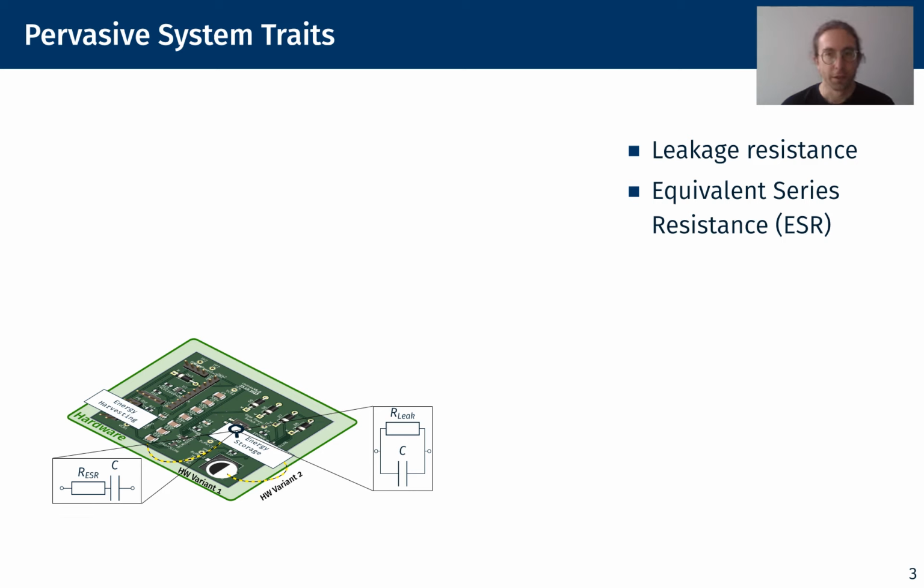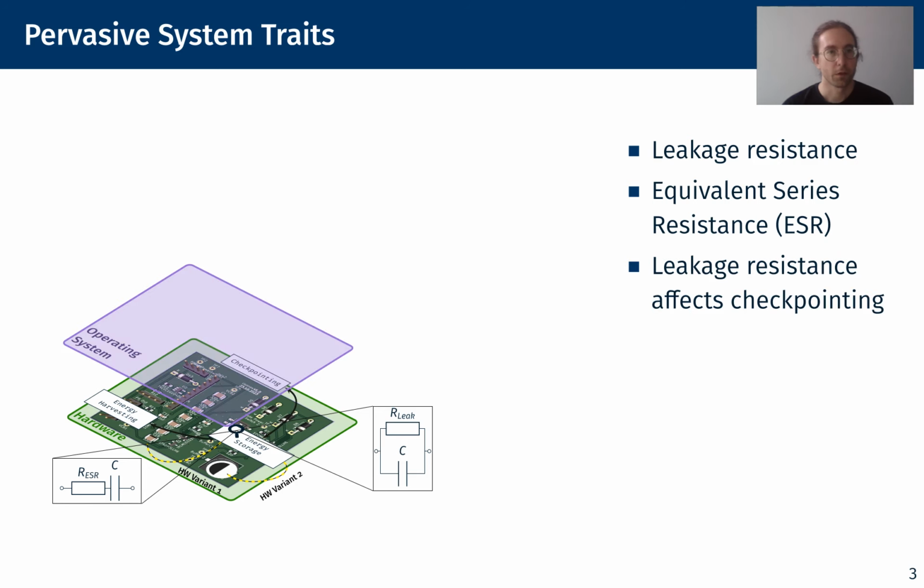These specific details of the hardware layer affect not only the hardware layer, but also all other layers of the system. Leakage, for example, affects the checkpointing mechanism of the operating system layer, trying to keep system state persistent across power outages. When deciding when to take a checkpoint, the checkpointing mechanism has to keep in mind the leakage of the underlying capacitor.